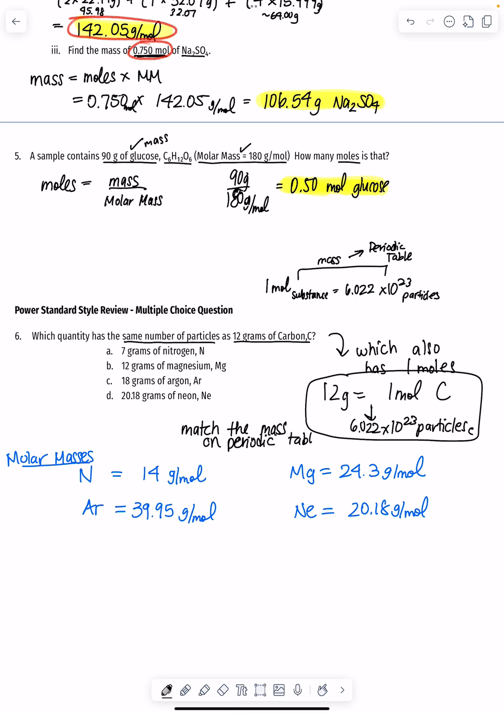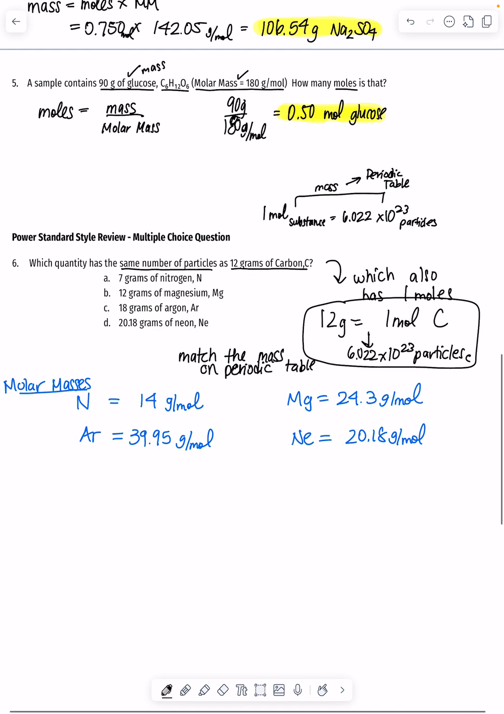Well, I did a little bit of that work for you in my video here. If I look at the molar masses on the periodic table, nitrogen is 14 grams, argon is 39.95, magnesium is 24.3, and neon is 20.18. Let's look at the choices now. Let's see if these masses match the ones down here. So A says 7 grams of nitrogen. Well, 1 mole of nitrogen is 14 grams, not 7, so it can't be A.